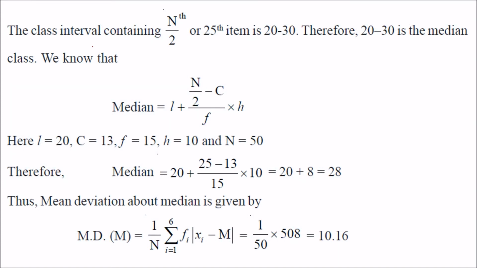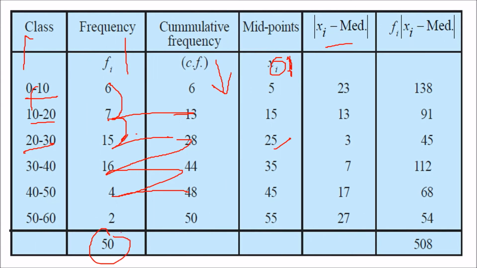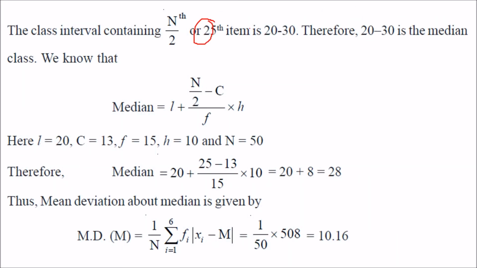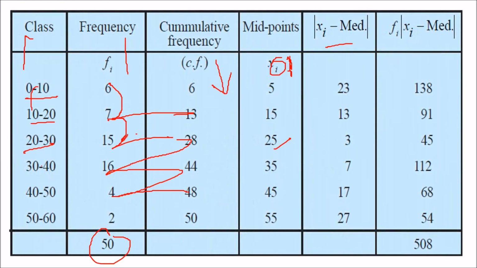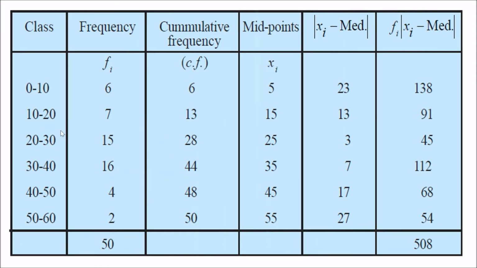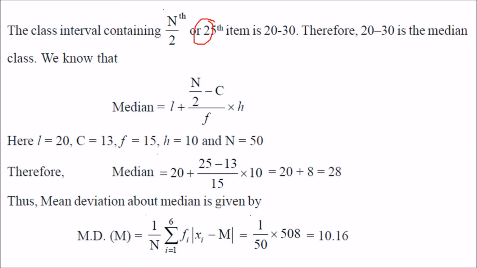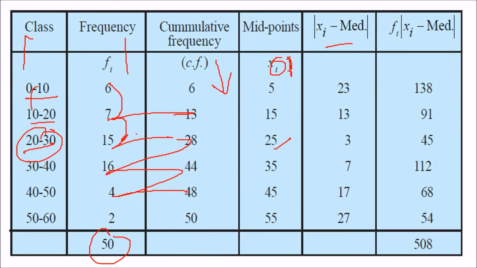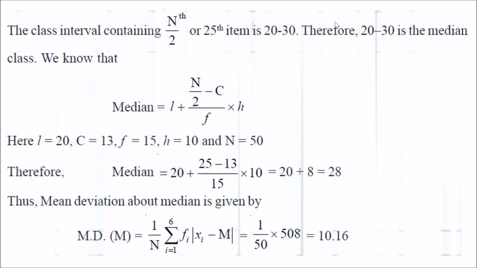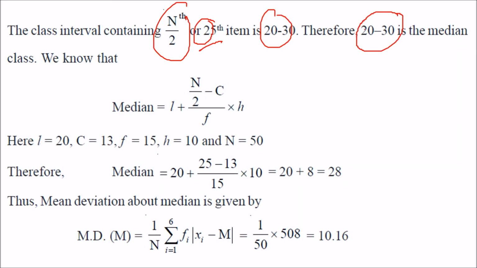The median is computed like this: find the class interval containing the n by 2th item. What is n? 50 by 2, that is the 25th item. Where is it? Between 20 and 30. This is very important, please understand it carefully. The class interval containing the 25th item is 20 to 30, so 20 to 30 is the median class.